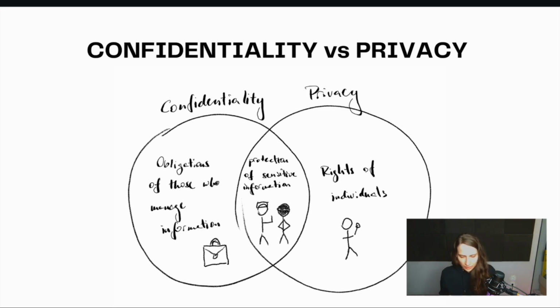Now, privacy more refers to the rights of individuals. So I have the right for my data to be private. And there is an intersection between the two that is basically protection of sensitive information. Why am I so annoying on this? I mean, nobody wants to know about what is confidentiality and privacy.